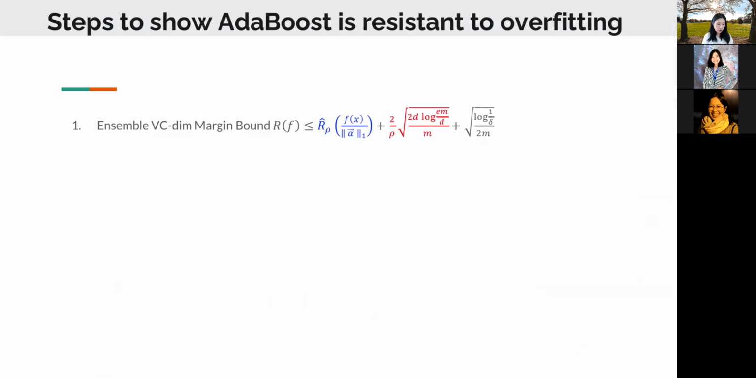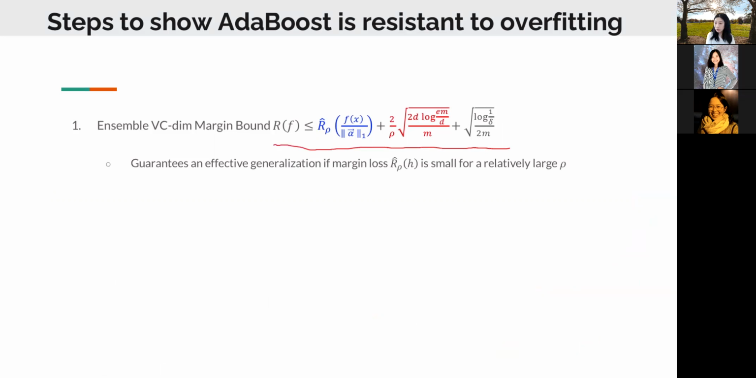Okay, so in order to show how AdaBoost is resistant to overfitting, we're going to do the following. We're first going to show the ensemble VC dimension margin bound, which is something like this, right? We're just repeating the term here. We've already seen it from the previous slide. So this guarantees an effect of generalization if margin loss is small for a relatively large rho. Also, we're going to have an argument about the margin distribution. I'm going to prove it later on, but I'm gonna first give you the result.